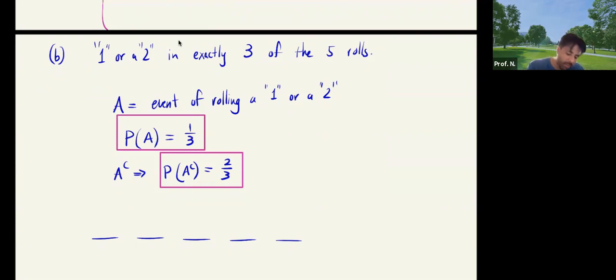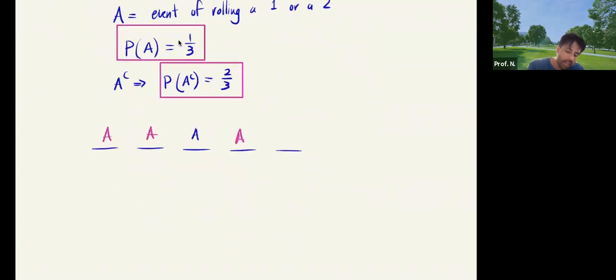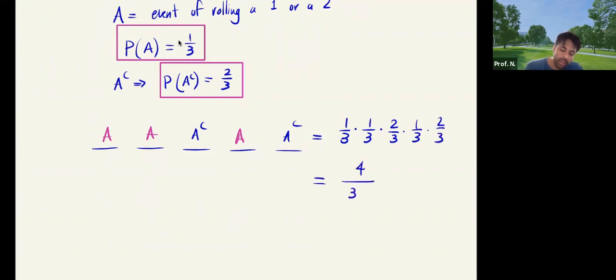So this could be A, this could be A, and then this will be what? A complement, A complement. That's one way. What's the probability of this happening? Well, what's the probability of me rolling an A? A third. If I roll the next die, it's independent of the previous die. That's why I multiply. This is 1/3 again. What's the probability of me getting not a 1 or a 2? 2/3 times 1/3 times 2/3. This is a total of 4 over 3 to the 5th power, which is 4 out of 253. No, sorry, 243.